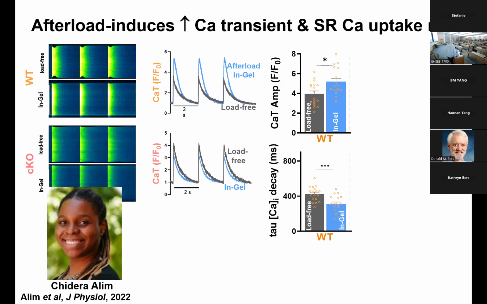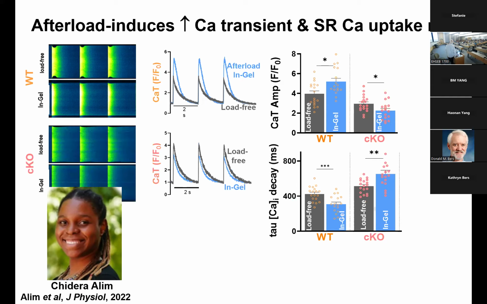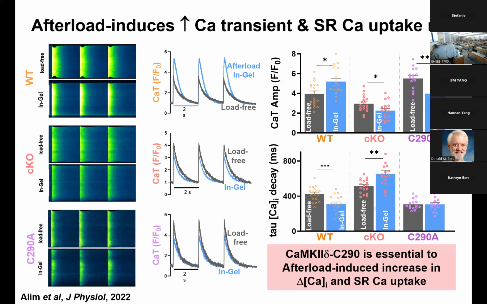So Dira did the same experiments in CaMKII cardiac-specific knockout mice, and there was no longer an increase in the calcium transient and no acceleration of calcium decline. Then she also did it in new mice that we had developed that lacked that single cysteine nitrosylation site. And that also completely abolished the tau and the increase in calcium transient.